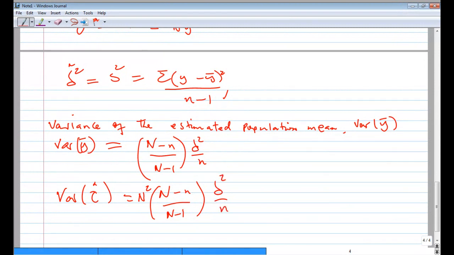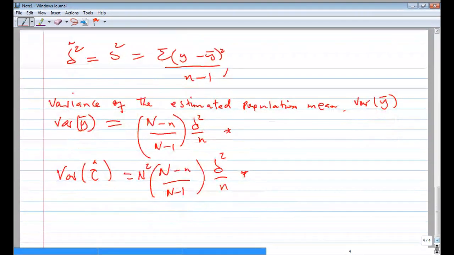Yeah, it's like that. So this one is the variance of the estimated population total, which is equal to var of tau hat, which is equal to N squared, open brackets N minus n, divided by N minus 1, multiplied by sigma squared over n. So you have to check the difference between these two. You see where the difference is? You have to note that because they might confuse you sometimes. So this is the variance of the estimated population total.